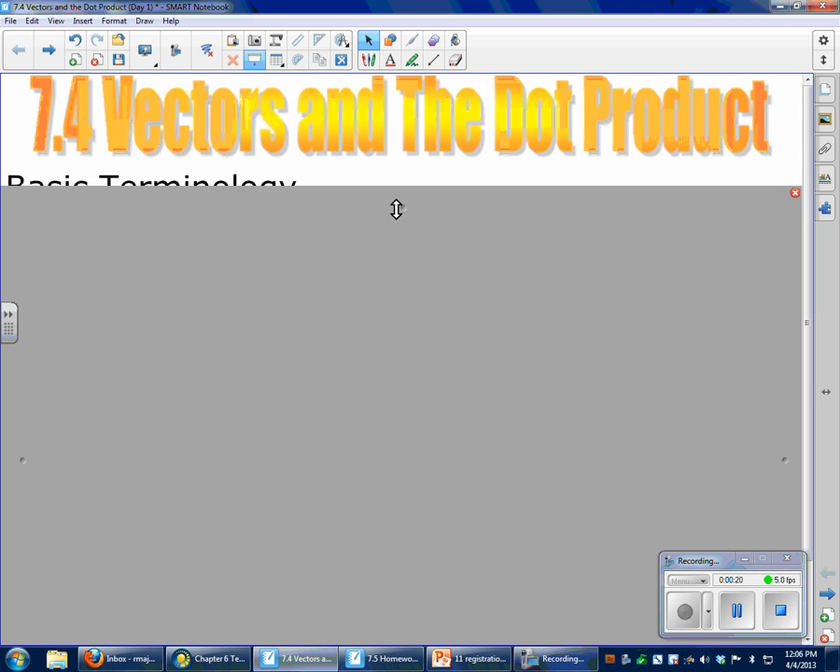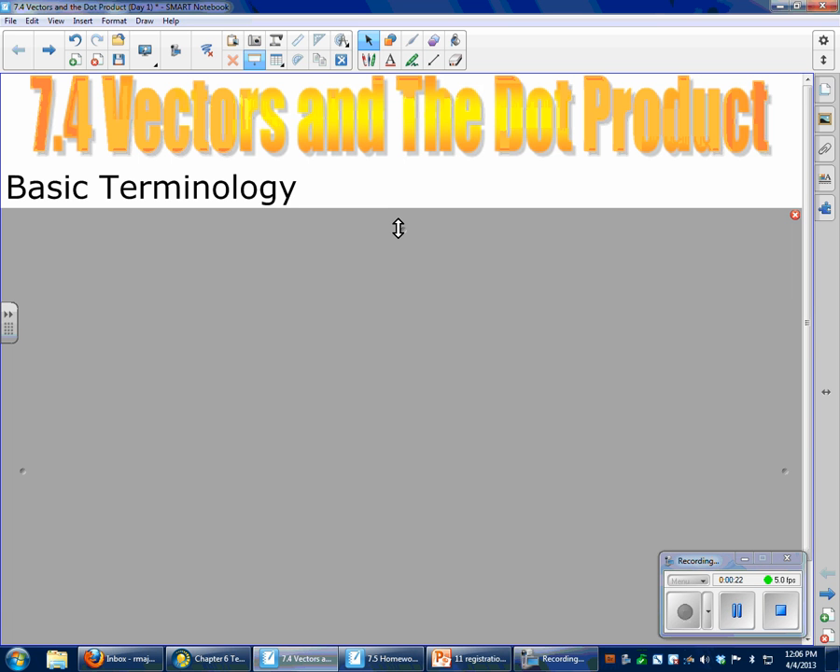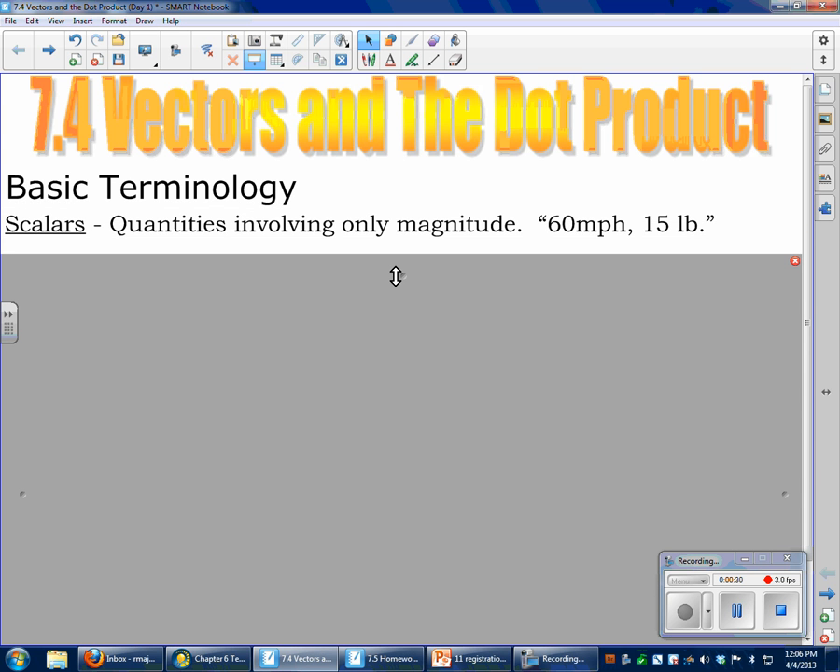So to start with, we've got just some basic terminology. One of the things we need to understand is that there are a lot of different terms associated with vectors, so we have to understand what they mean. One of the first things that always comes up is something called a scalar. Scalars are quantities that involve only a magnitude.